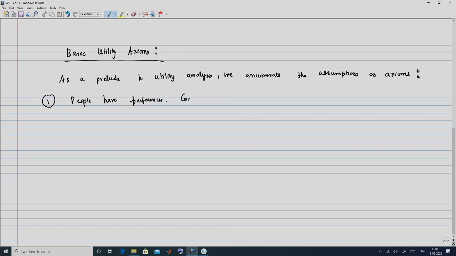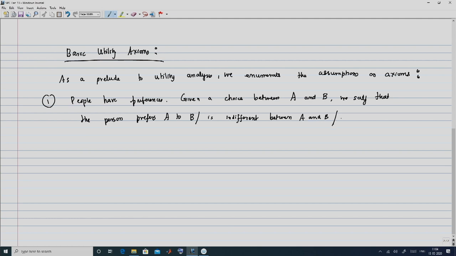preferences. By this, I mean that given a choice between two alternatives, say A and B, this could be investment alternatives, we say that the person prefers the alternative A to B, is indifferent between A and B, and prefers B to A, if respectively we have U(A) greater than U(B), or U(A) is equal to U(B), or U(A) is less than U(B).